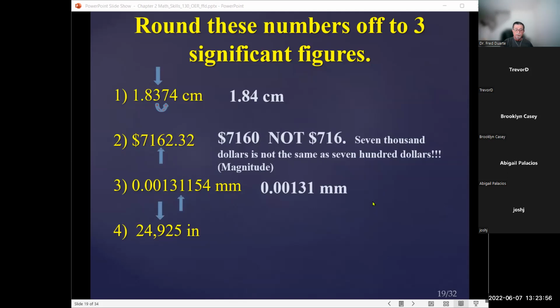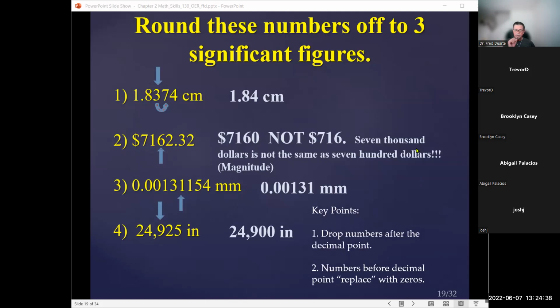24,925. Go through the three sig fig position, which would be the 9. Okay, we're looking at the neighbor, which is 2. That means that the 9 remains a 9. The 2 and the 5 are before the decimal point, therefore are converted to 0. Because why? Look at the magnitude again. We are at the 24,000 range. Okay, we're not at the 200. If you drop the 2 and the 5, you end up at 249, which is not the correct magnitude. Here, you're at the 24,000 range.